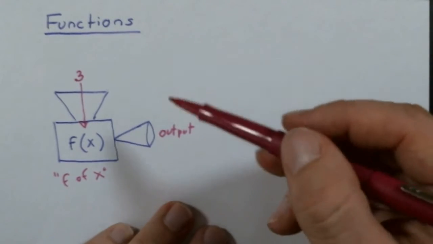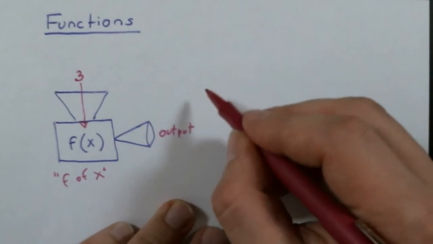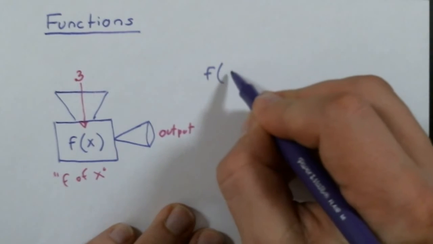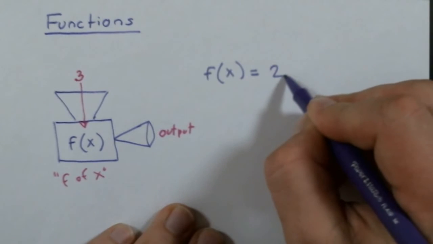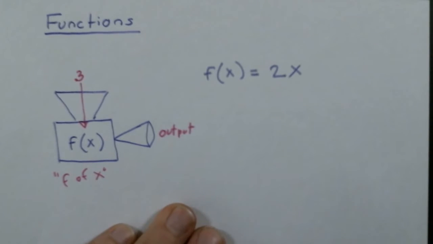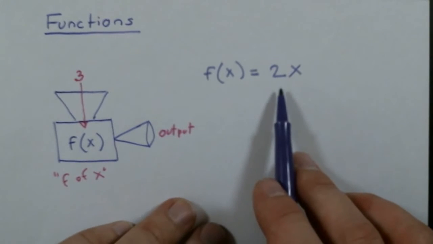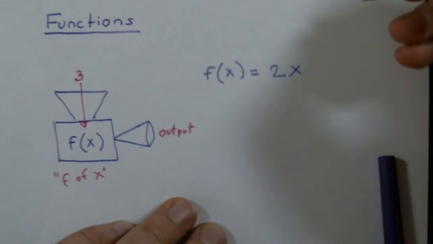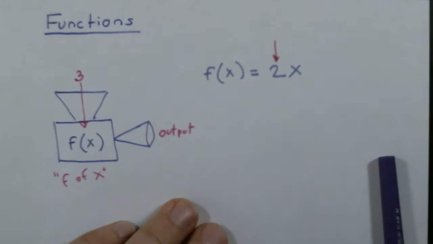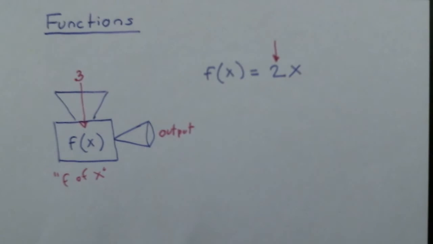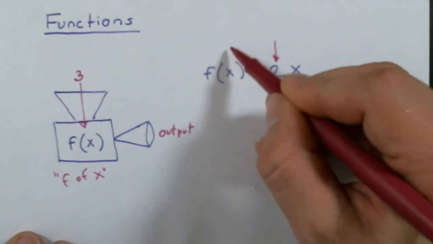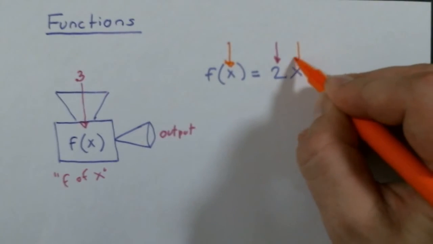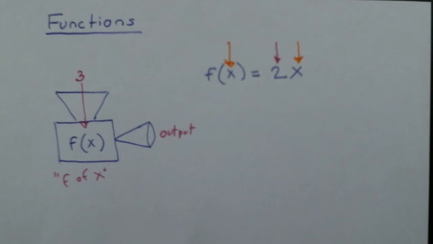So for example, let's do a problem like this. What if I had f of x equals 2x? And this means that I'm always going to multiply by 2 in my system. So whatever I put in for my x, it's going to get multiplied here. This might not make any sense yet, but it will.